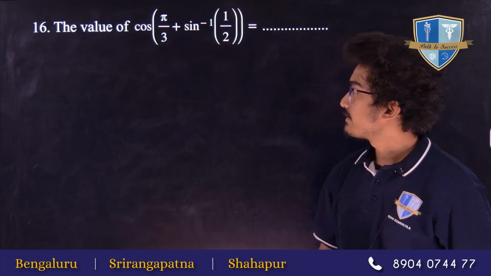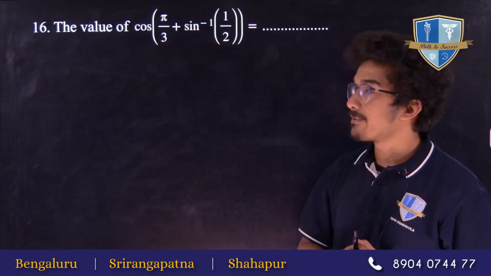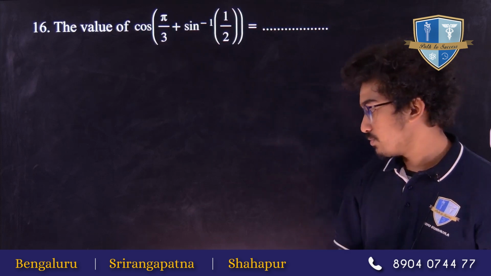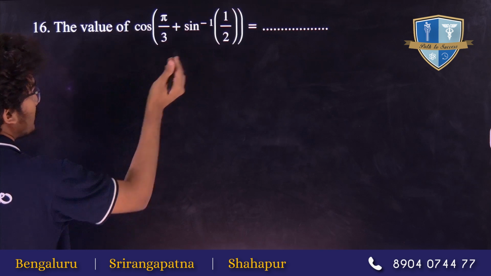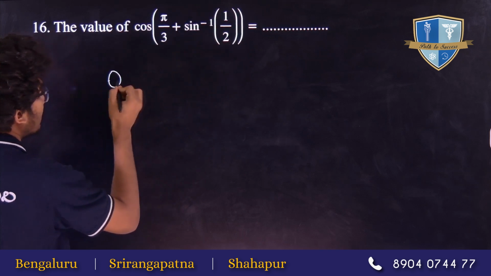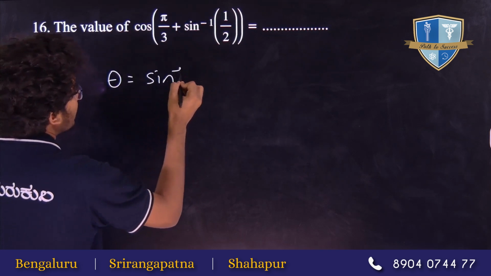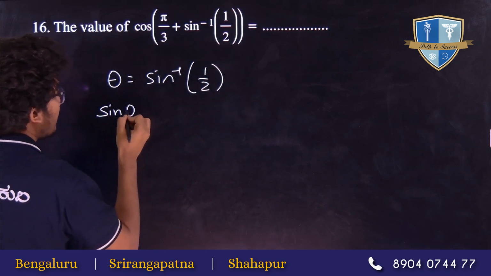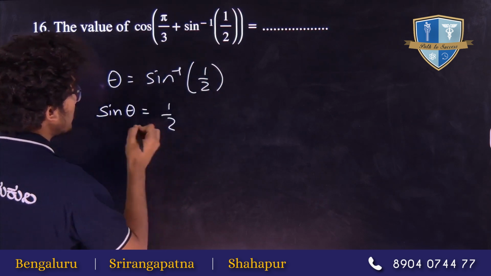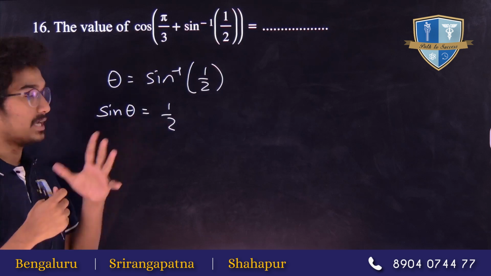So next question: the value of cos of pi by 3 plus sine inverse 1 by 2 is equal to? So sine inverse 1 by 2 is the angle, let's suppose this is theta. So theta is equal to sine inverse 1 by 2, which means if we take sine on both sides, sine theta is equal to 1 by 2. So for what value of theta is sine 1 by 2?